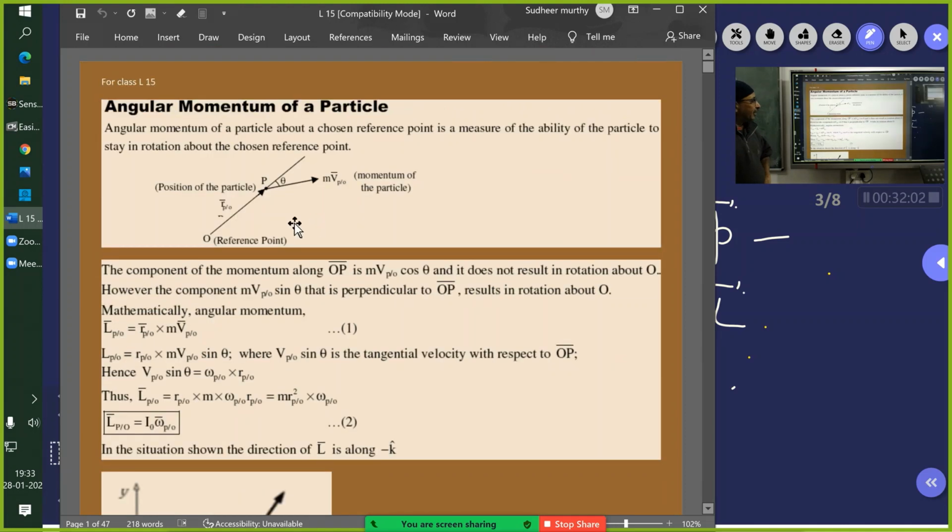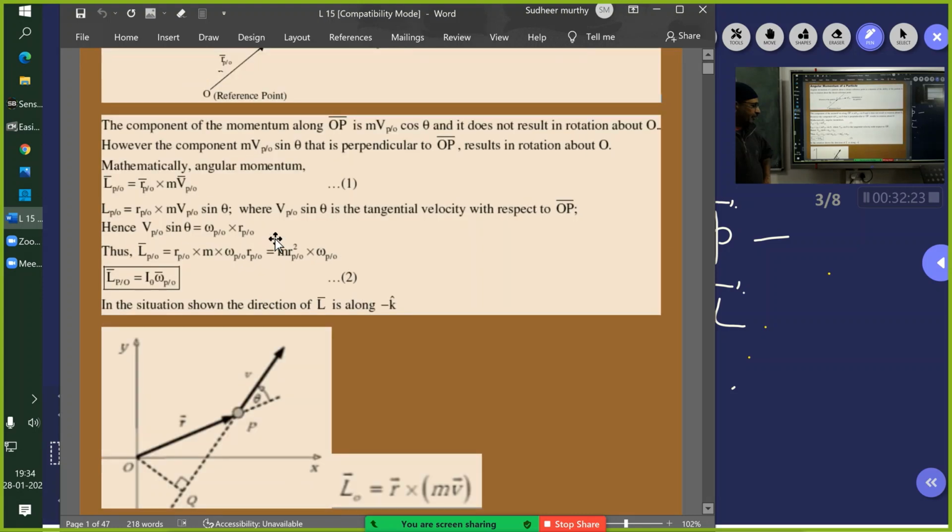I think it's clear from this diagram what we mean by the angular momentum of this particle with respect to O. This line R P O follows the particle and its angle keeps on changing. That is another way of looking at it, and therefore you will use the concept of angular momentum.